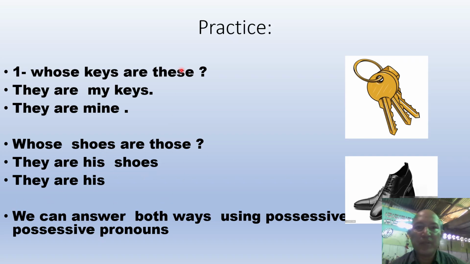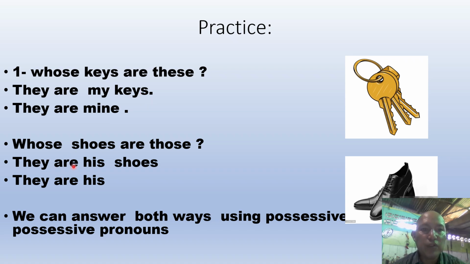Okay, now let me explain here. Always when we use these, it's because we are talking about the plural, right? For that reason we have used these, for example, whose keys are these? You know, it's plural. They are my keys. I'm using a possessive adjective before the noun, in this case keys. Another way to answer: they are mine. We have used mine, a possessive pronoun, because it replaces the noun, in this case keys.